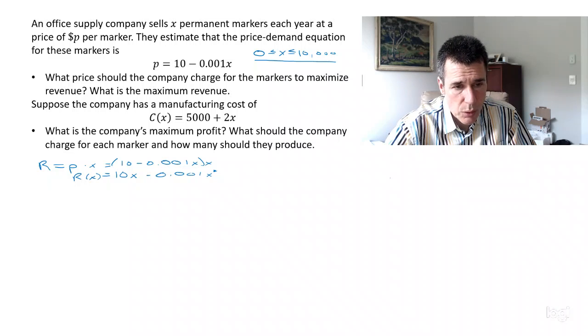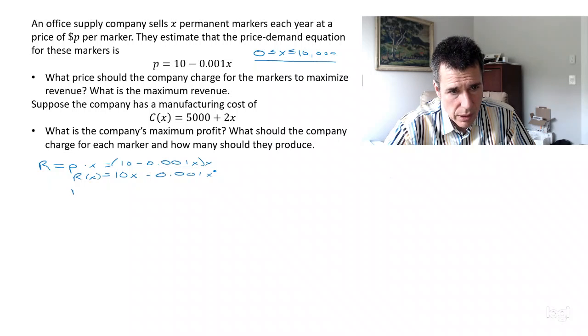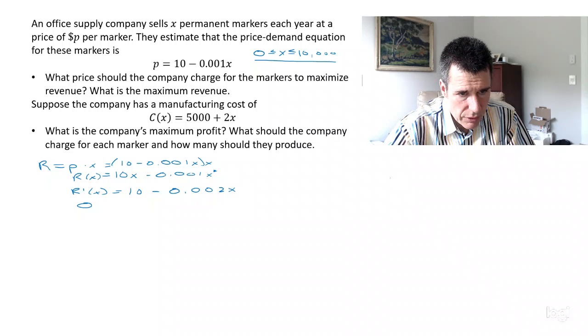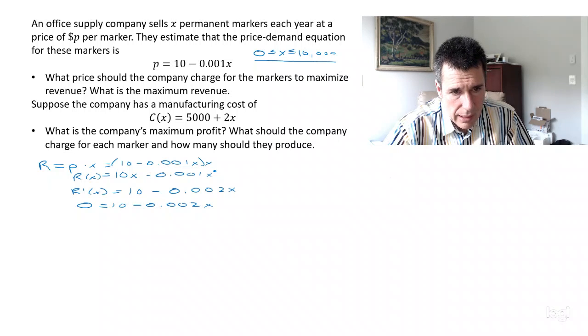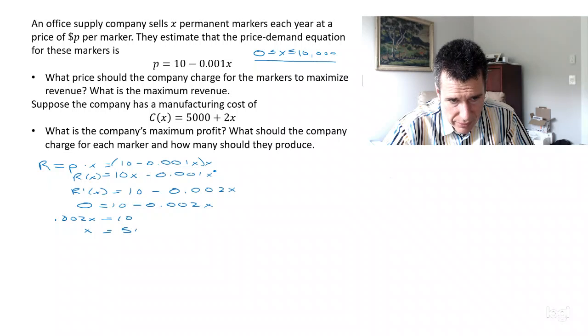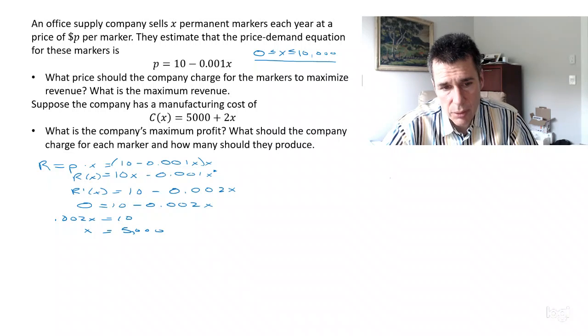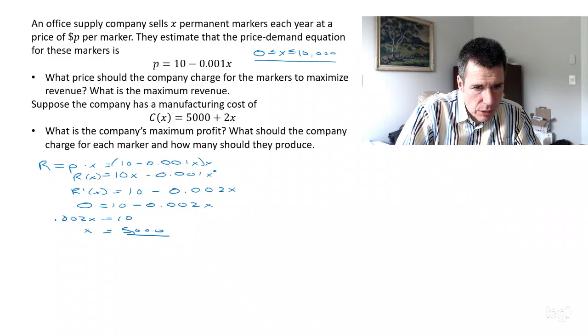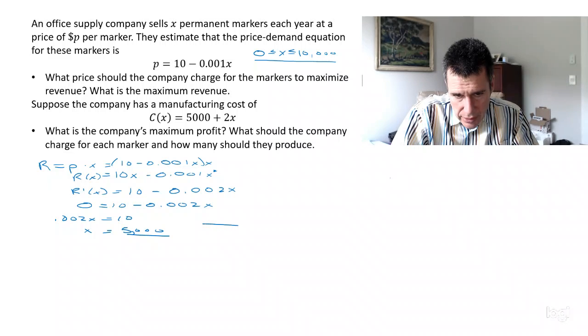Okay, so we've got the function we want to maximize, we've got a range upon which we want to maximize it, and so we're going to maximize by taking the derivative. So r prime of x is equal to 10 minus 0.002x. We look for critical numbers. 0 equals 10 minus 0.002x. 0.002x equals 10, which means x equals 5,000. So 5,000 markers.